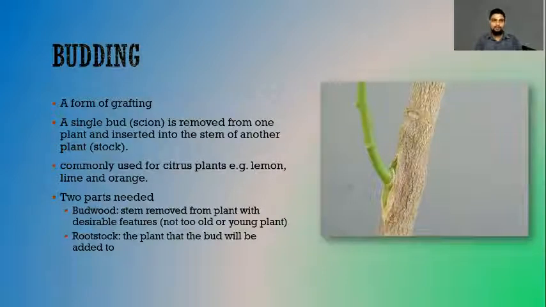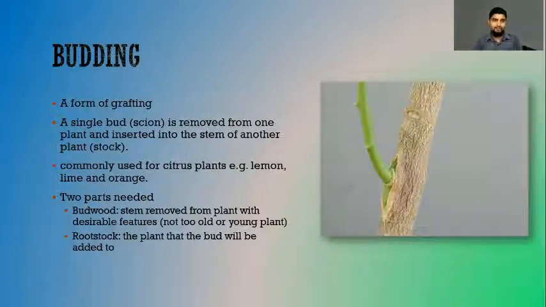Next, we have budding. Budding is a form of grafting. Again, we're looking at artificial vegetative propagation. We just looked at cuttings. There are two ways in which cuttings are done, or two parts of the plant that are taken for cuttings: we have the stem cutting and we have the root cutting.